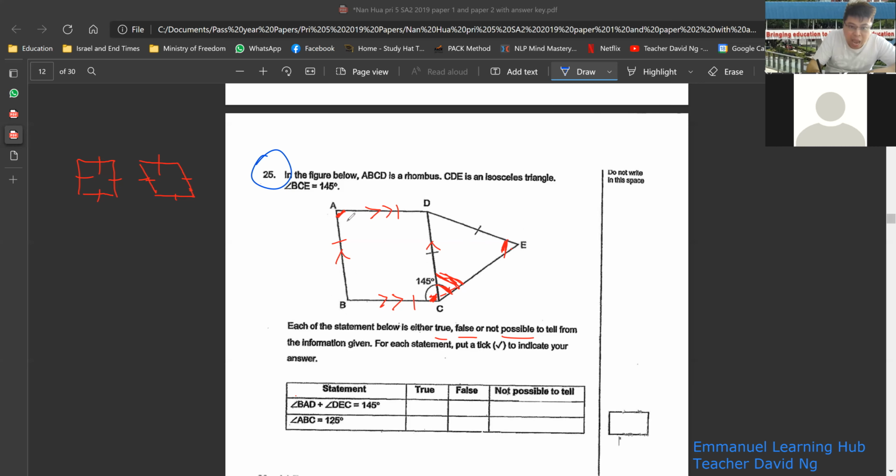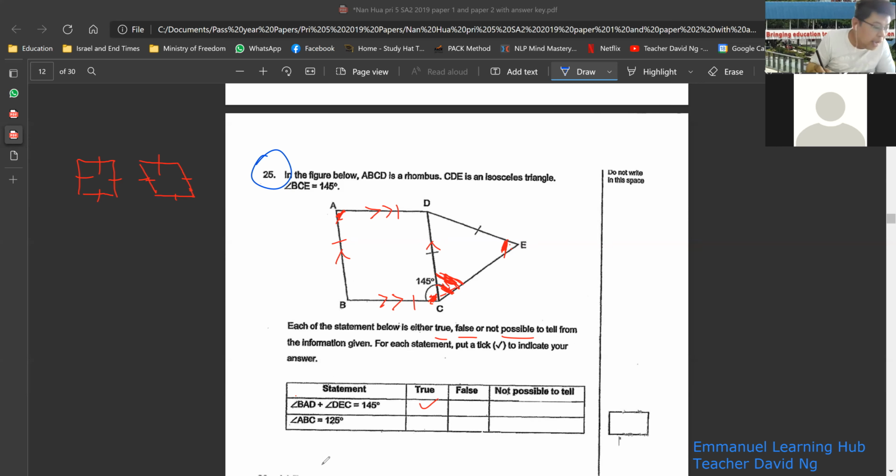So your angle BAD plus angle DEC apparently is also 145. The reason is because your angle BAD is apparently this angle also, same angle. And your angle DEC is also same as this angle. So this plus this is equal to this plus this. Understand? That's why it's true. It is not impossible to tell. It is possible to tell if you analyze carefully.